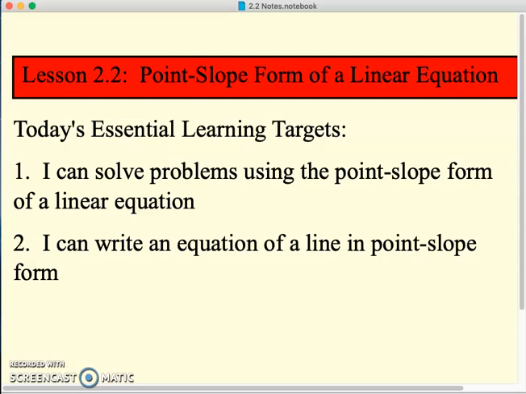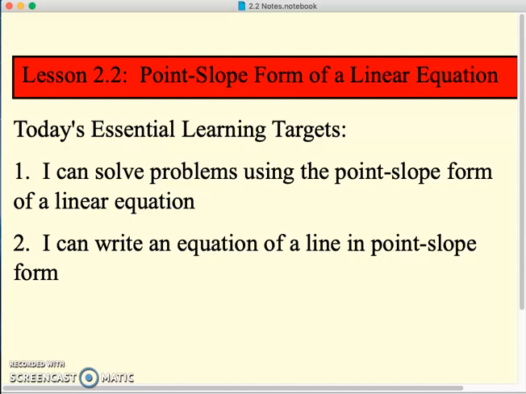These are the video notes for lesson 2.2 on point-slope form of a linear equation. So in 2.1 we hit the first form, which was slope-intercept, or y equals mx plus b, one you guys would definitely be familiar with from the past. And today we hit another form, which is point-slope.